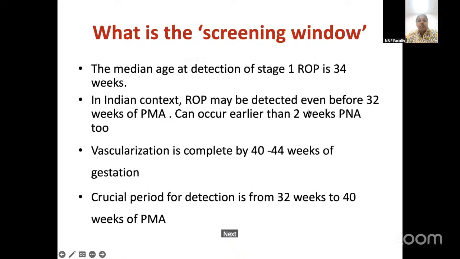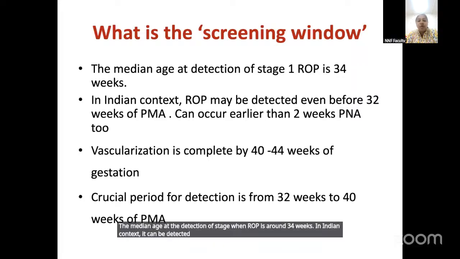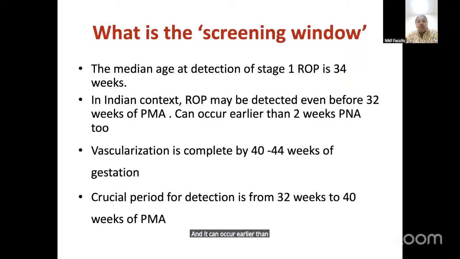Next. Now, what is the screening window? The median age at the detection of stage 1 ROP is around 34 weeks. In the Indian context, it can be detected even before 32 weeks of postmenstrual age, and it can occur earlier than 2 weeks of postnatal age as well. Vascularization is usually complete by 40 to 44 weeks of gestation, and the crucial period for detection is from 32 to 40 weeks of postmenstrual age.